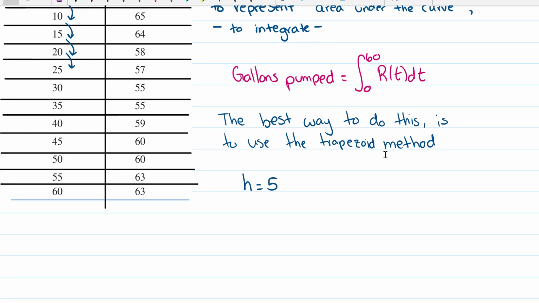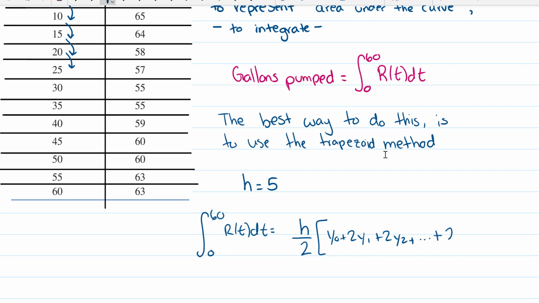And remember, the trapezoid rule says that the integral from 0 to 60 of R of t dt is equal to h over 2 times y naught plus 2y1 plus 2y2 plus ... plus 2y sub n minus 1 plus y sub n.